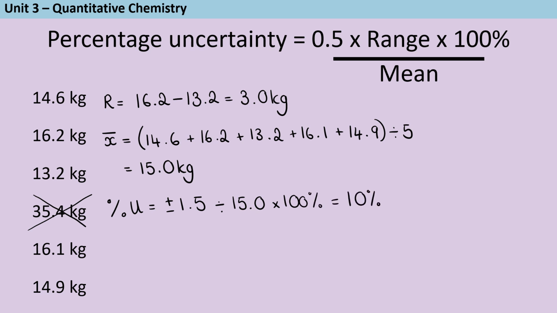That means that whenever I measure this value, my answer could be 10% too high or 10% too low. In other words, my data are not particularly accurate.